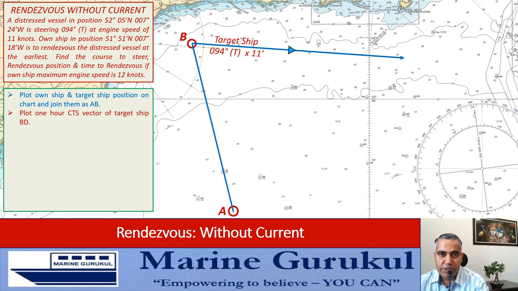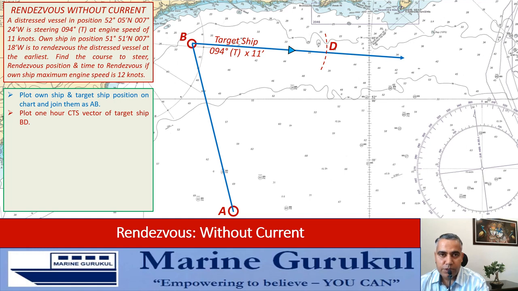The target speed is given to us in the question as 11 knots. So we mark the point where the target ship course steered 1 hour vector ends, we mark this point as D, delta.